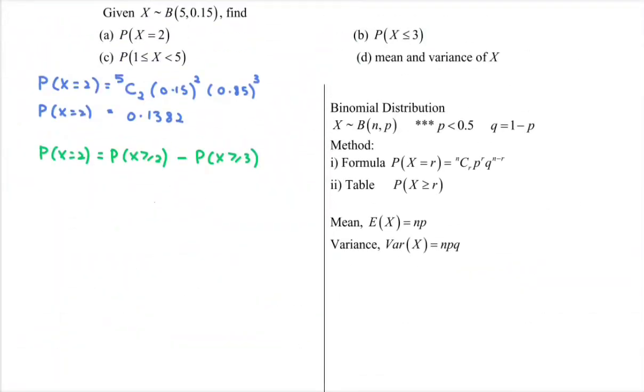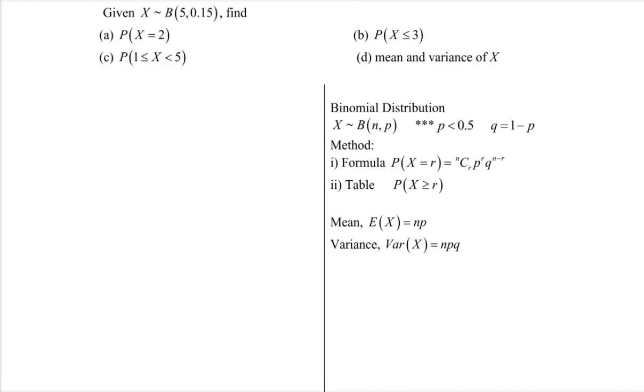So kindly refer to the situation. Here we have 0.1648 minus 0.0266. Kindly refer to the calculator and we will have the answer. The probability that X is equal to 2 will be equal to 0.1382. So that is where we make use of the table.